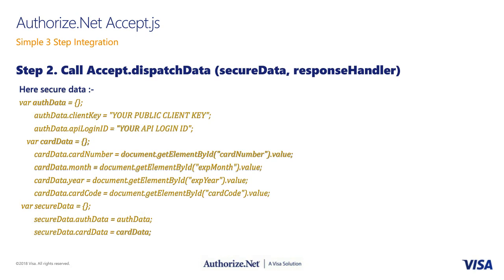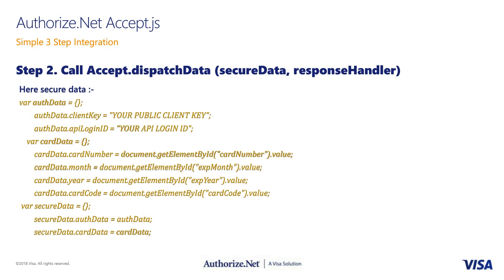It accepts two objects, secureData and responseHandler. The secureData comprises two objects. First is authData. AuthData comprises your client ID and API login key. These details you can create by logging into your merchant account and creating them one time from there. The cardData contains the credit card information, and once dispatchData is called, it passes both the authentication and payment data along with the JavaScript method that you have to create to handle the AcceptJS response.